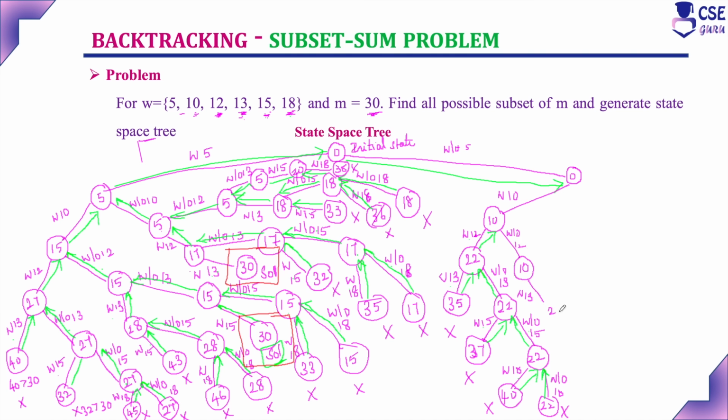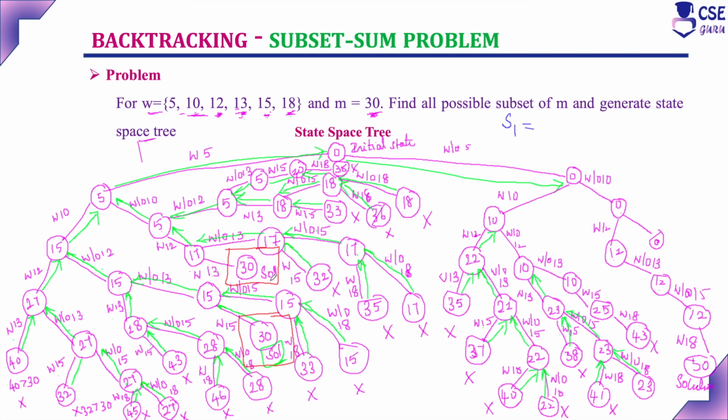If you construct it here, we got 3 solutions for this given set and this subset sum. Solution 1: if we consider with 5, with 12 and with 13, here we got one solution. So 5 plus 12 plus 13, we got the sum 30. So this is one solution.